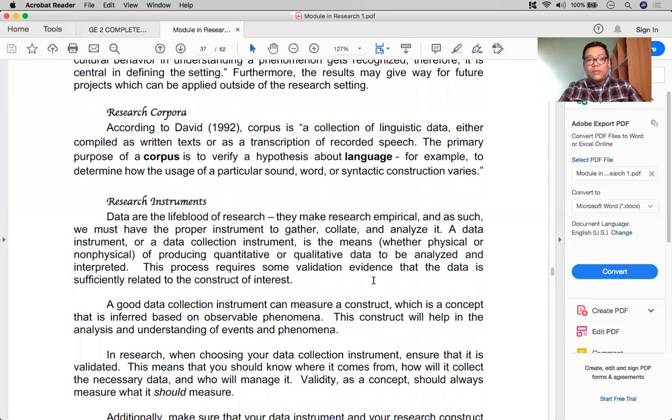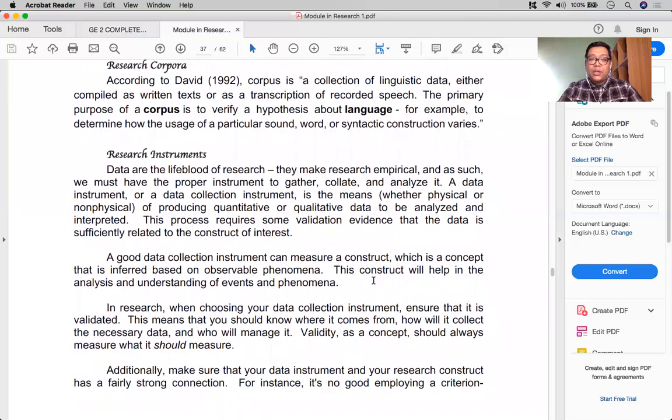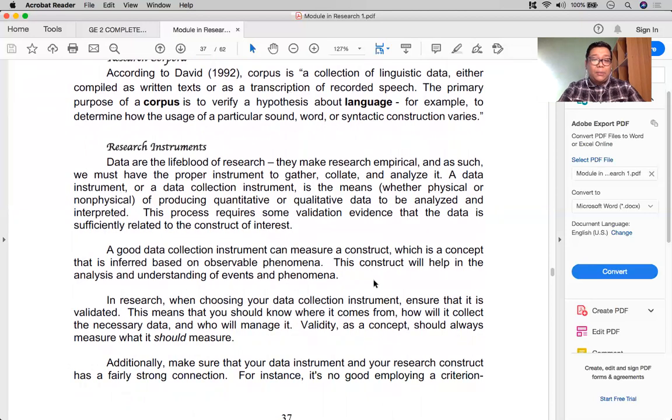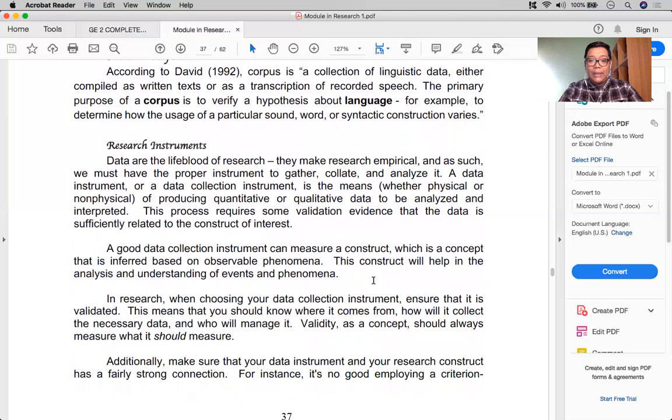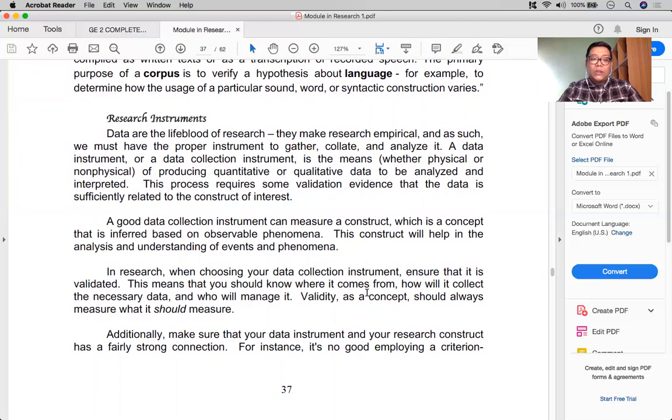You have to check each of the contents of your research instrument to make sure that all variables or all stipulations within that instrument are relevant or related to the goal of your research. A good data collection instrument can measure a construct, which is a concept that is inferred based on observable phenomena. This construct will help in the analysis and understanding of events and phenomena. In research, when choosing your data collection instrument, you have to ensure that it is validated. That's why we assign validators to validate the contents of your instrument.